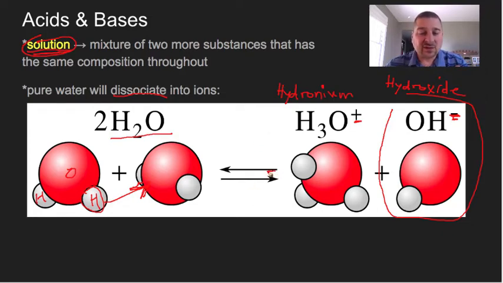Now notice there's also an arrow going back, reversible. So while some of the water molecules are breaking apart, some of the water molecules over here are going back together. That hydrogen is jumping back, and you have two just plain H2Os again. And so this is constantly happening throughout your beaker of water, kind of equally all throughout the water.